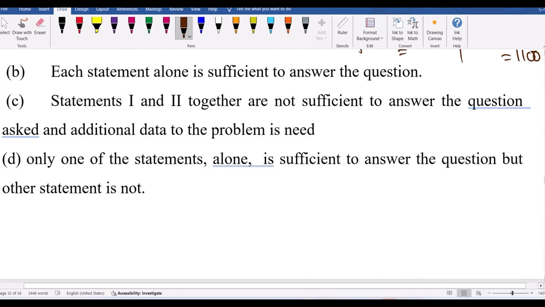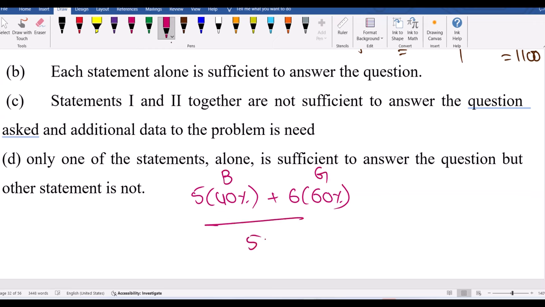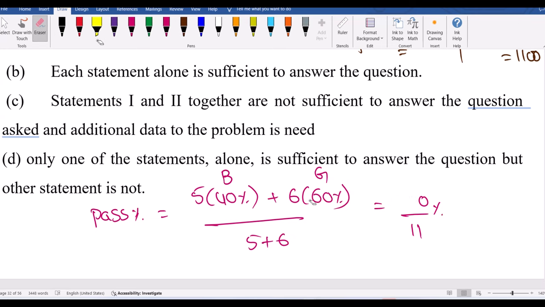Listen, see the same question, I can give the pass percentage. Pass percentage is 5 into 40% plus 6 into 60%, because this is regarding pass. Boys passed, girls passed, ratio is 5 and 6. Then the remaining are failed. So 240 and 200, 440 divided by 11. So 360, right? 360 and 200, 560. 560 divided by 11 is the pass percentage.